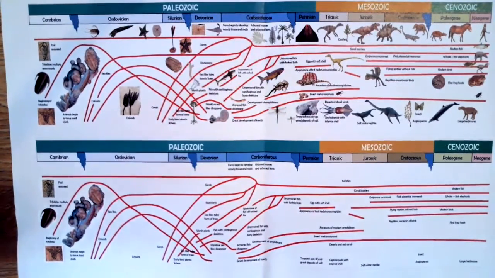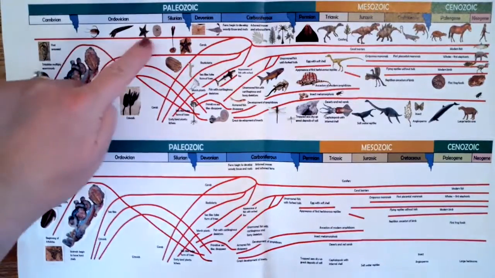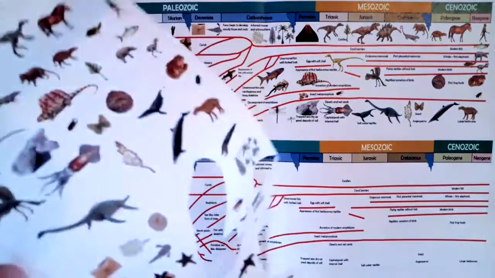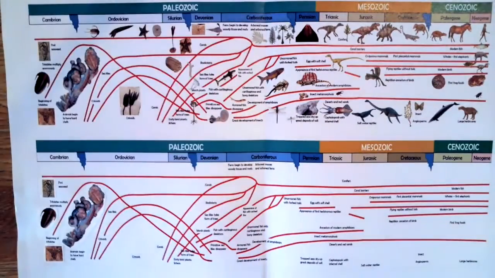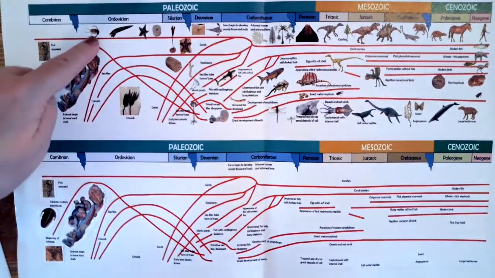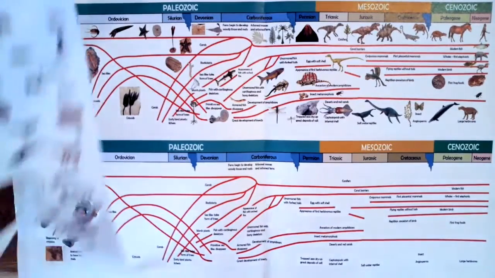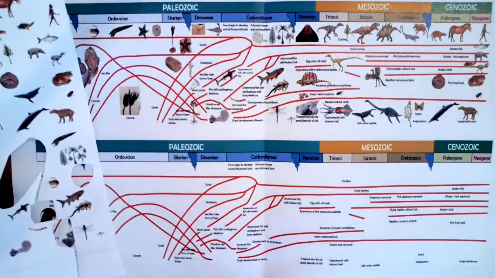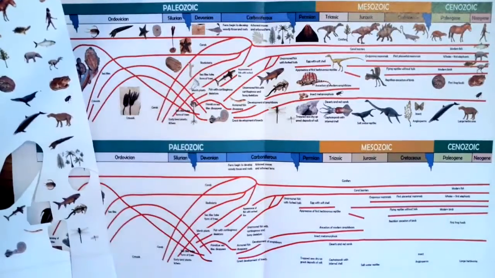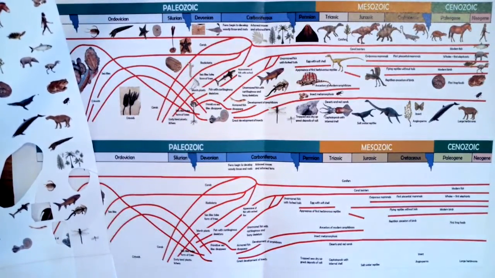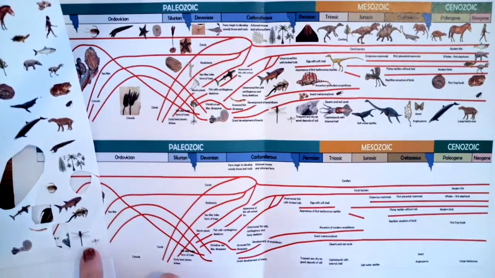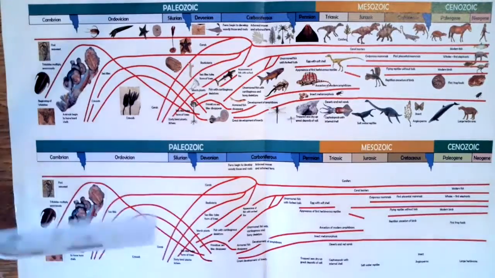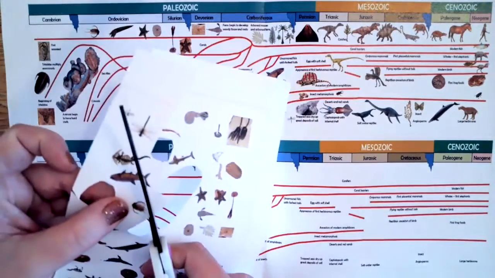So today, for your timeline, we are going to add these animals to our timeline down at the bottom. So I have my sheet with my animals on it, and I'm going to look here, and I see we have a trilobite. So if I look around on my sheet, let's see, there's the trilobite that I'm looking for. Ah, there it is. There's my trilobite. Cut that out and glue it on.